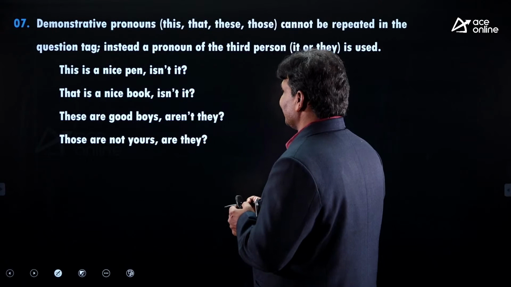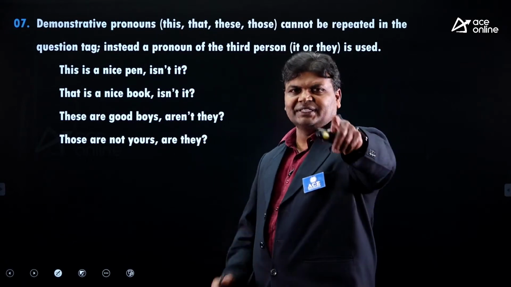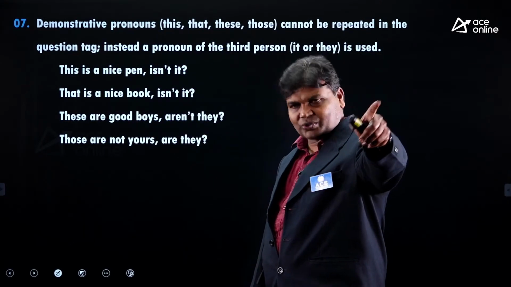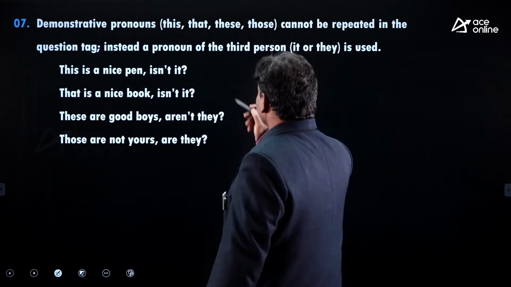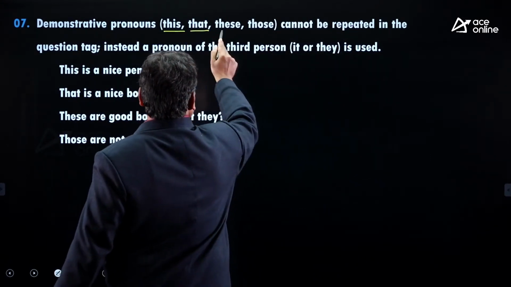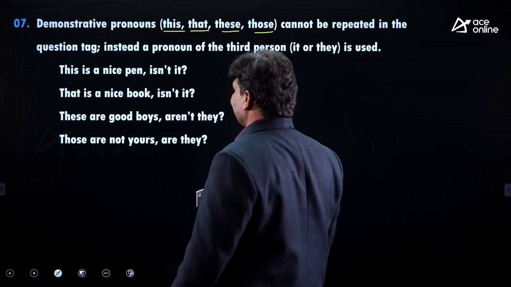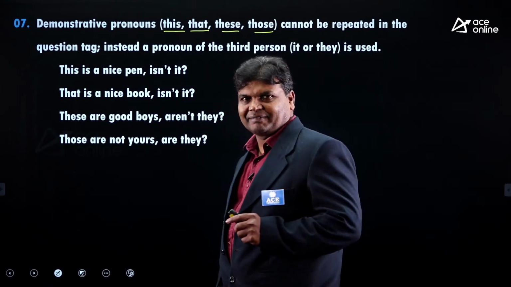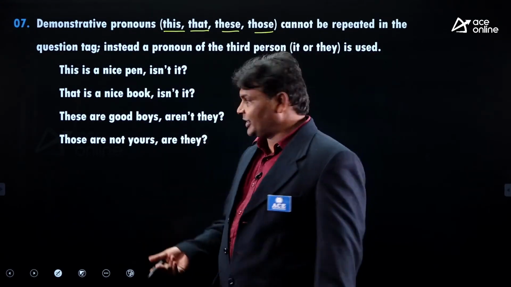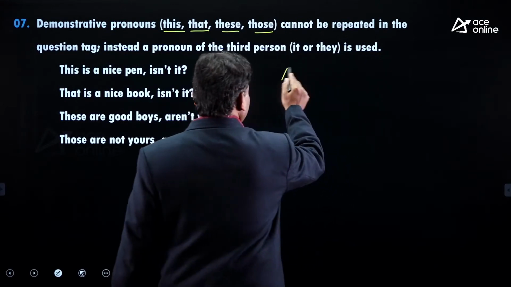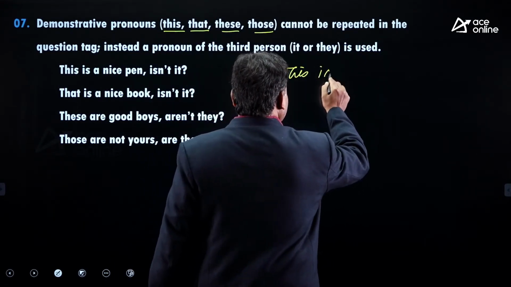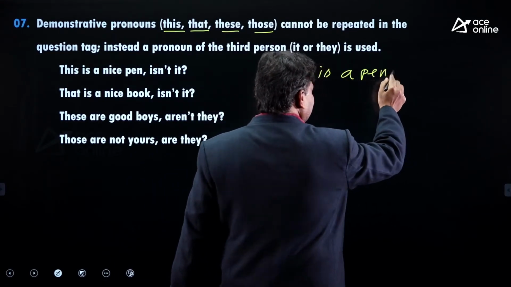Shall we go further? Yes, students. Now demonstrative pronouns: this, that, these, those. They cannot be repeated in the question tag. You cannot repeat them. This is a pen. Isn't this? Many people say like that. This is a pen.